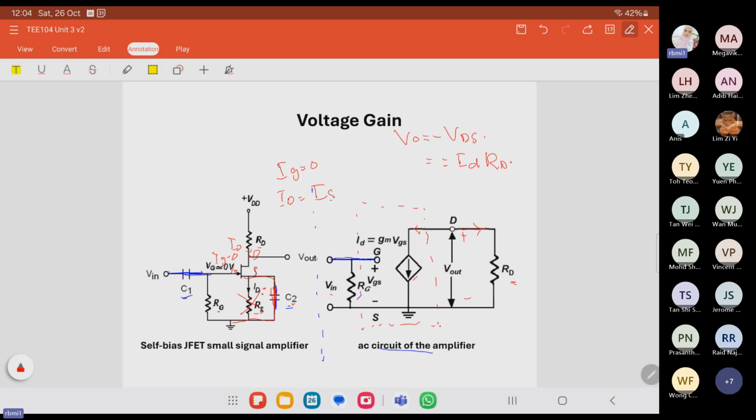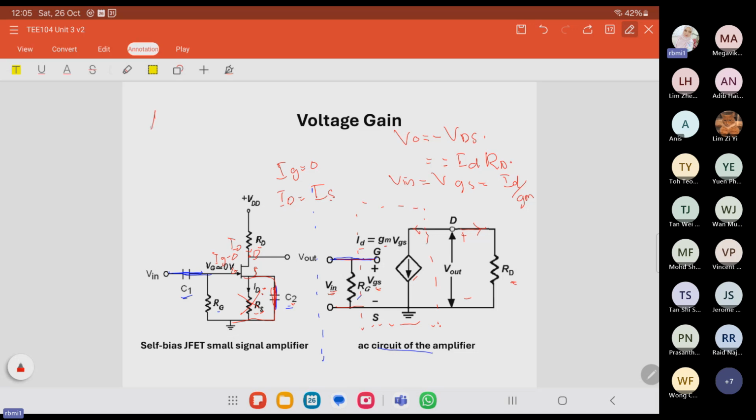For V in, here, V in is equal to VGS. Same note. So VGS equals ID over GM. Okay, for VGS, this one, ID equals GM VGS. So we want to get the VGS, so ID over GM.